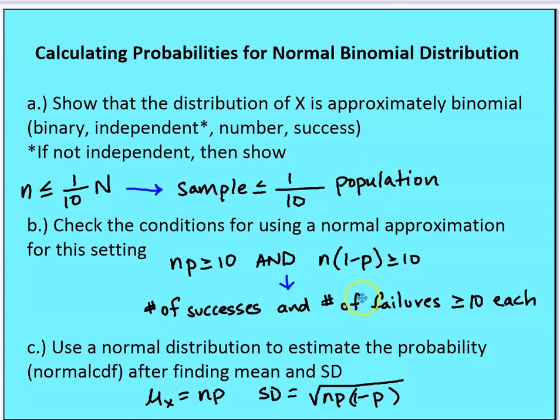But these two criteria need to be met, actually three. So the bins, and if there's dependence, then the sample size is less than 1/10 of the population. And then to use a normal approximation curve, which is separate from that, both np and n(1 minus p), so the number of successes and the number of failures, each have to be greater than or equal to 10. All right, so we're going to pause here.